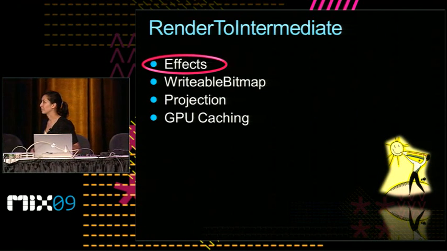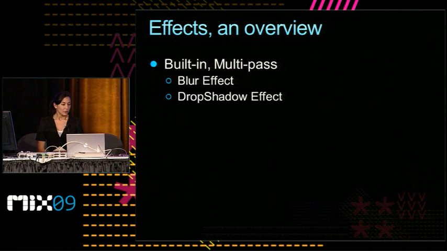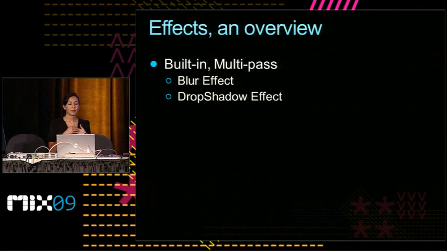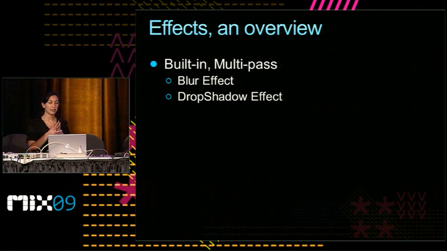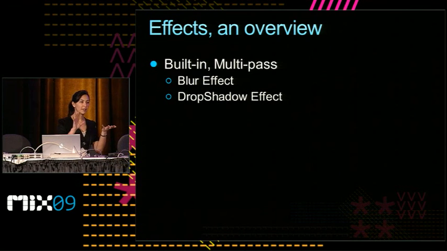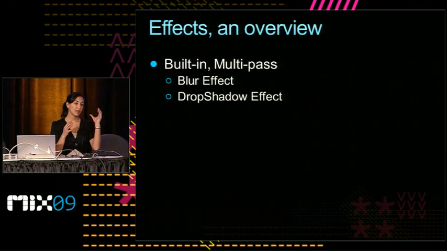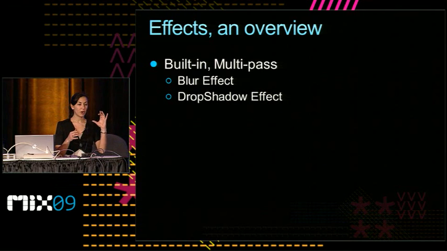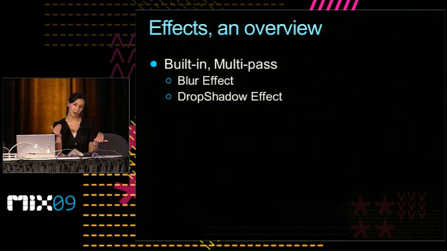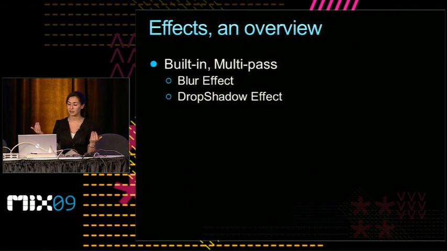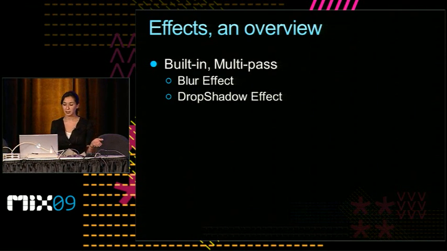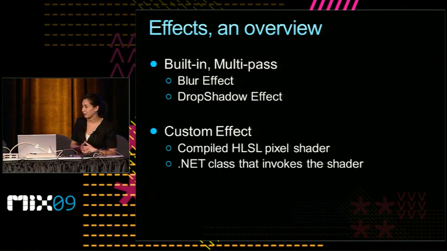Let's talk about effects. Silverlight has 2 types of effects that you really want to think about. We have the built-in effects, which we wrote because they're multi-pass, and Silverlight doesn't have a simple way of doing multi-pass shaders. And so we wrote in the blur effect and the drop shadow effect, and they're pretty easy to use. Button dot effect, add a blur.